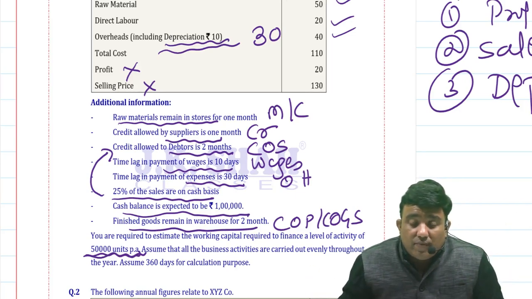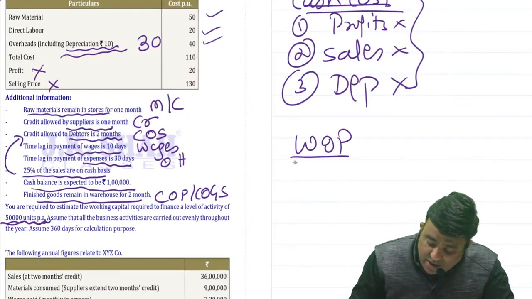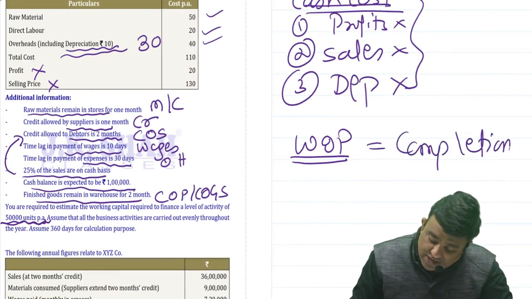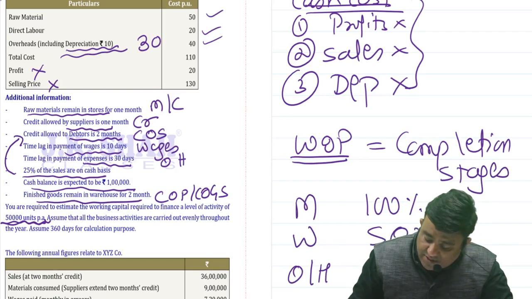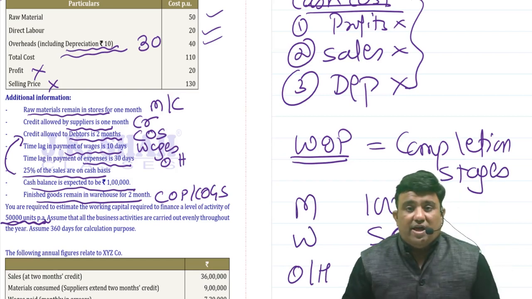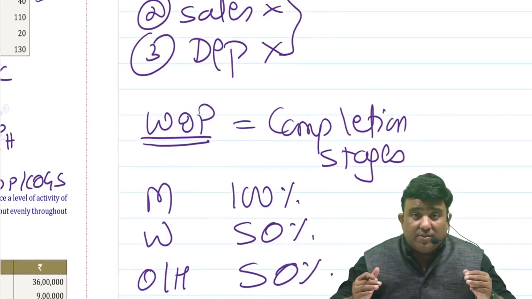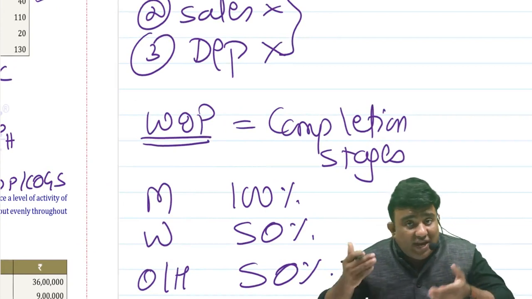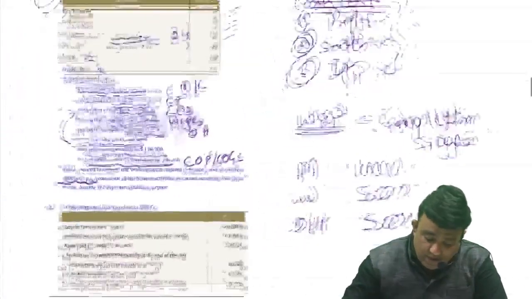Clear, everyone? Here, one point is not given in the example, that is WIP. If WIP is given, student, we apply the concept of completion stage. I think you remember. When nothing is given, we take completion stage as 100% for material, 50% for wages, and 50% for overheads. If it is given as 80-60-60, then we have to take 80-60-60. So we need to respect the information given in the example. Clear, everyone? So that is one question.